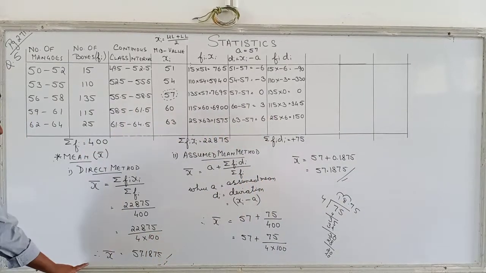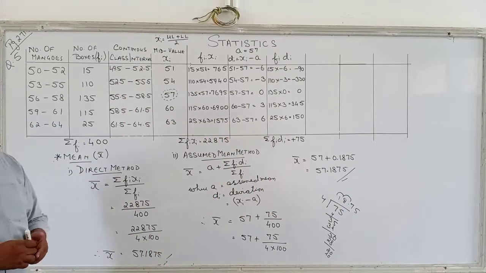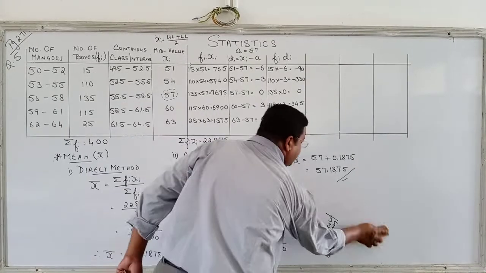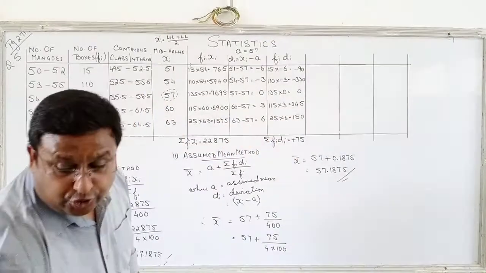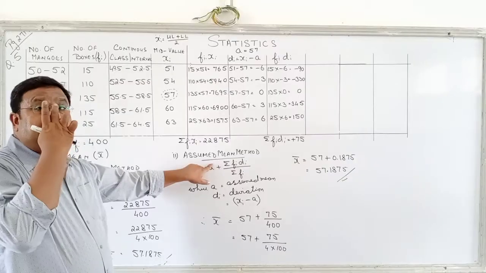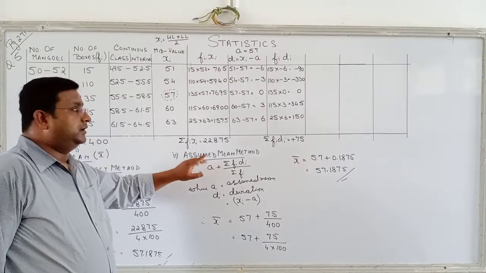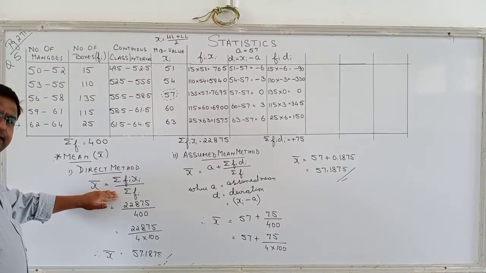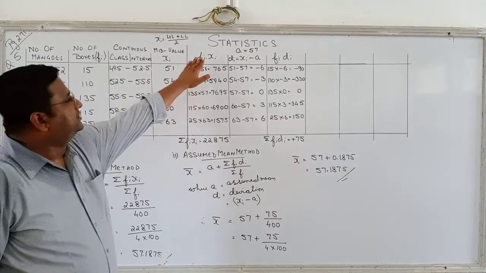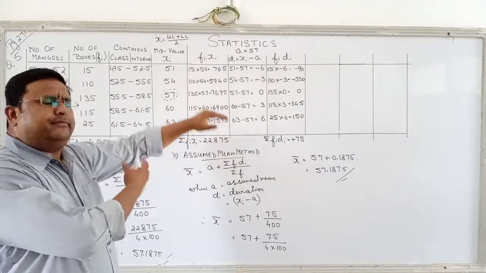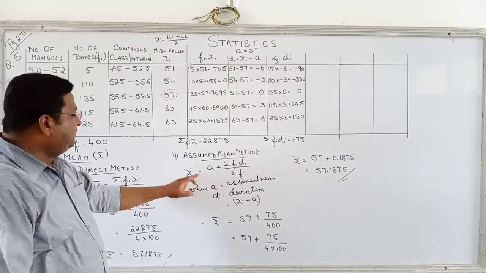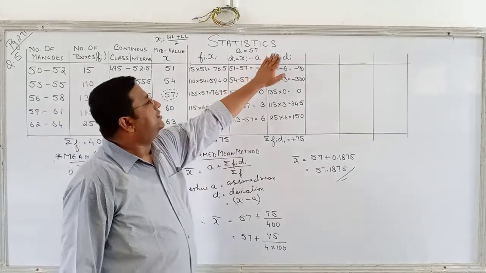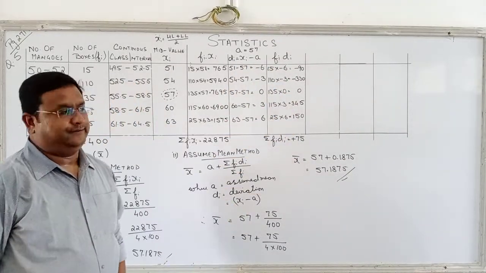Exactly the same. No change. And you see, not even a single digit is changed. This was your assumed mean method. Can you see the difference? The first formula was slightly easier, but the calculation was tough. And if you make a mistake, it becomes difficult. Same way, in the assumed mean method, the formula is slightly different, and the calculation becomes extremely easy.